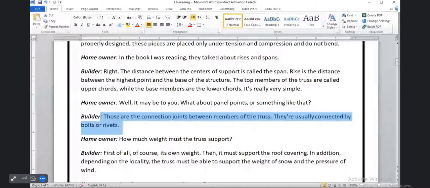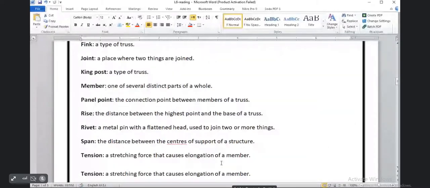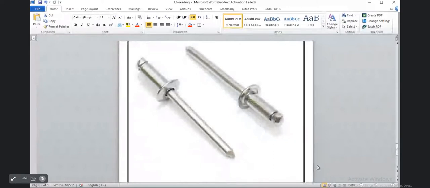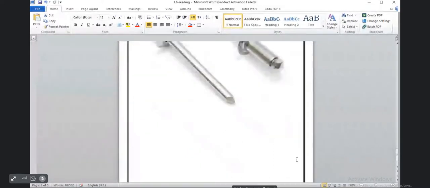Let's look at these pictures. This is a rivet. They call it a rivet in the job market. This is the rivet. The other one is the bolt. Let me show you what the bolt is.